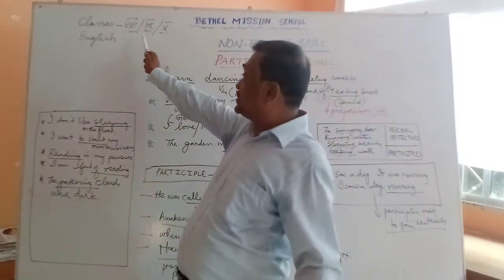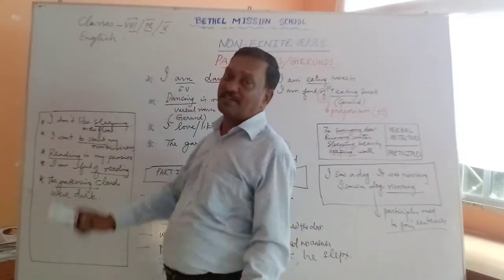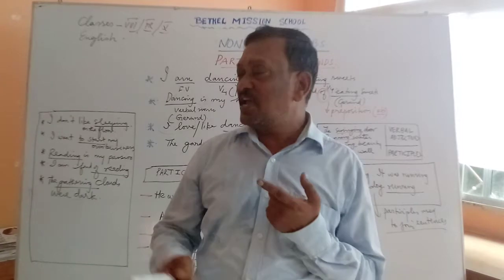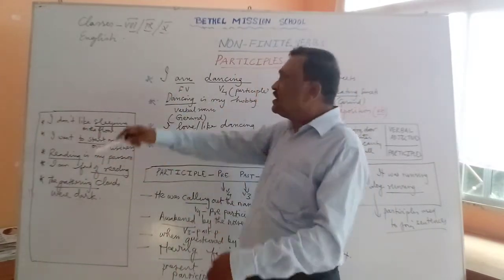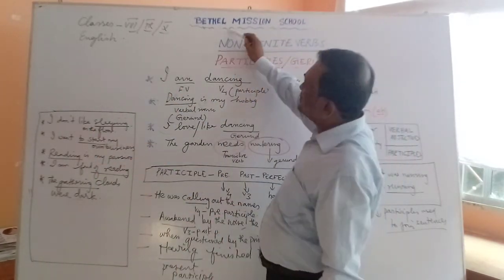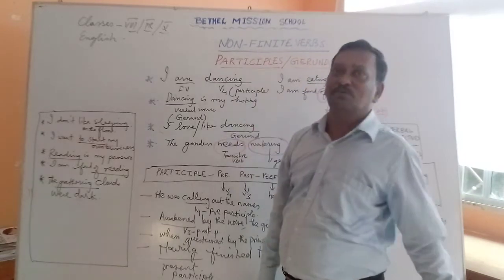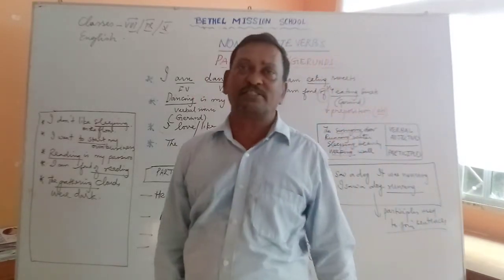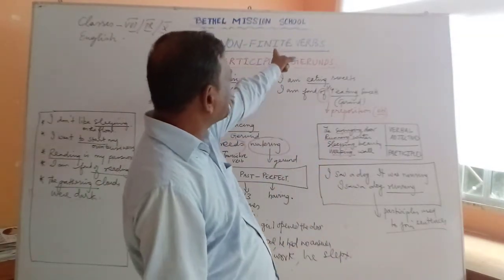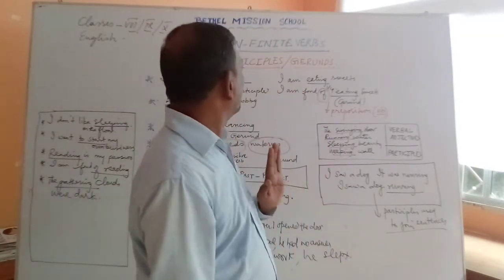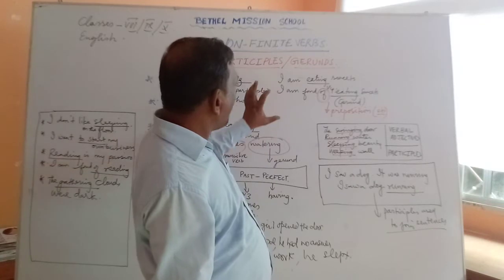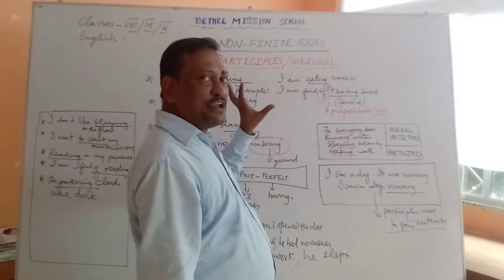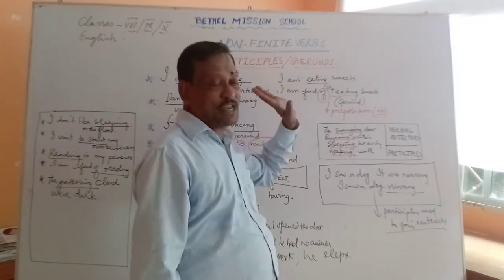Today's class once again is for 3 classes put together, that is classes 8, 9 and 10, because the topic that we were discussing is getting continued. And if you remember right, day before yesterday in the last class we discussed non-finite verbs. So, today we will pay our attention to participles and gerunds.